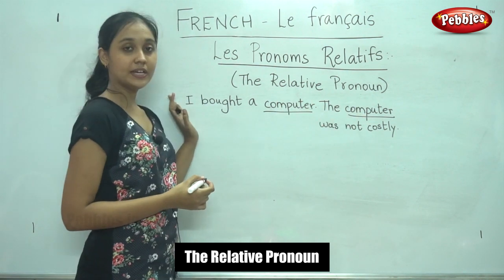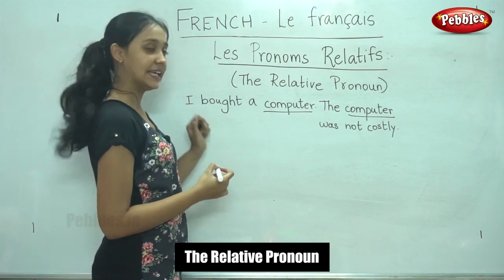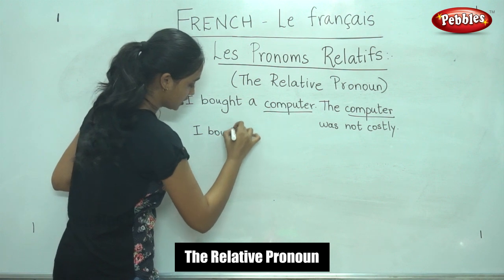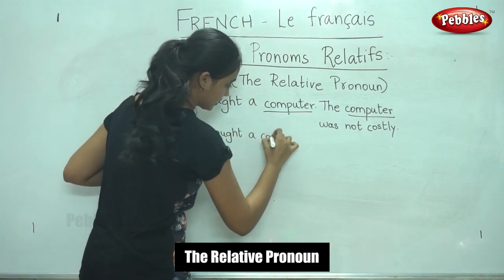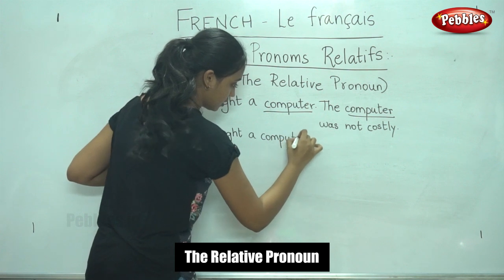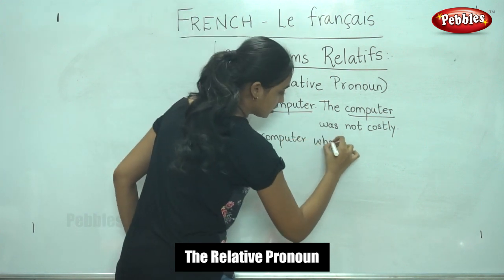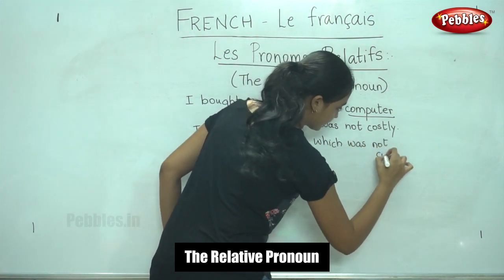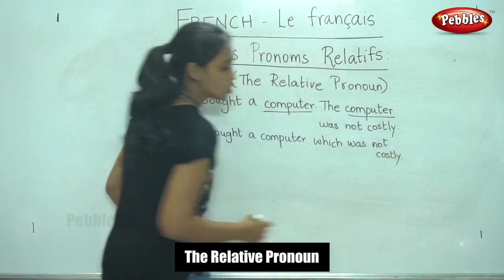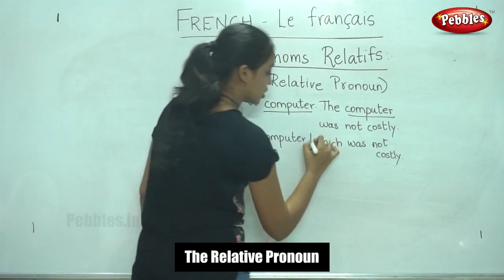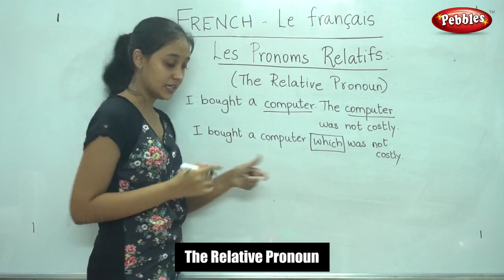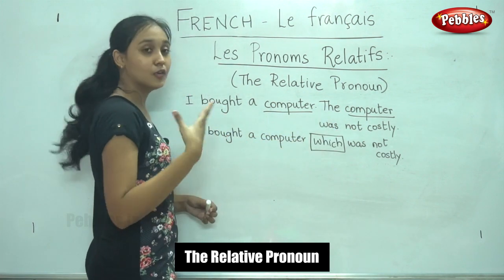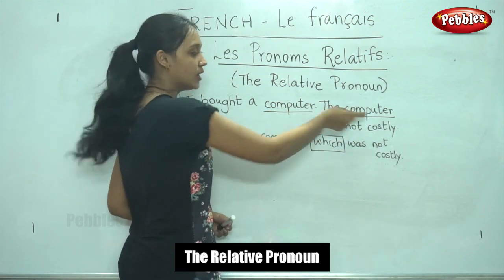Now when you want to make these two sentences as one in English, how would we write it? We would say, I bought a computer which was not costly. So what is the word which doing here? This word is relating these two sentences and avoiding the use of the same word again.